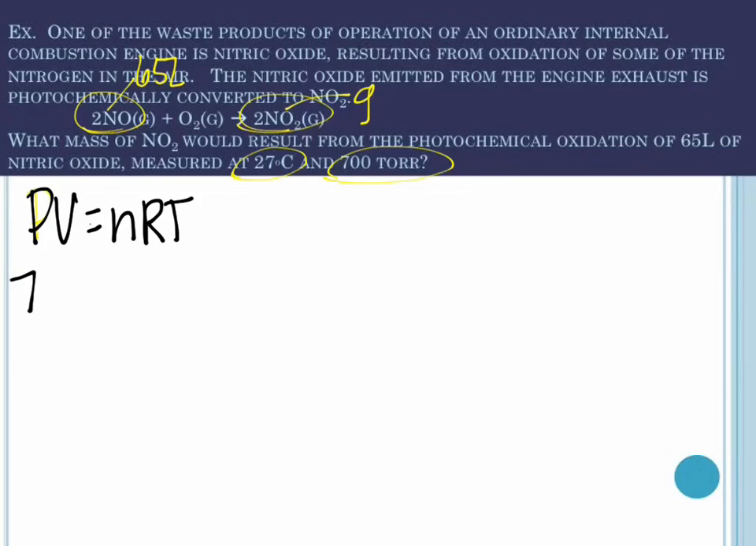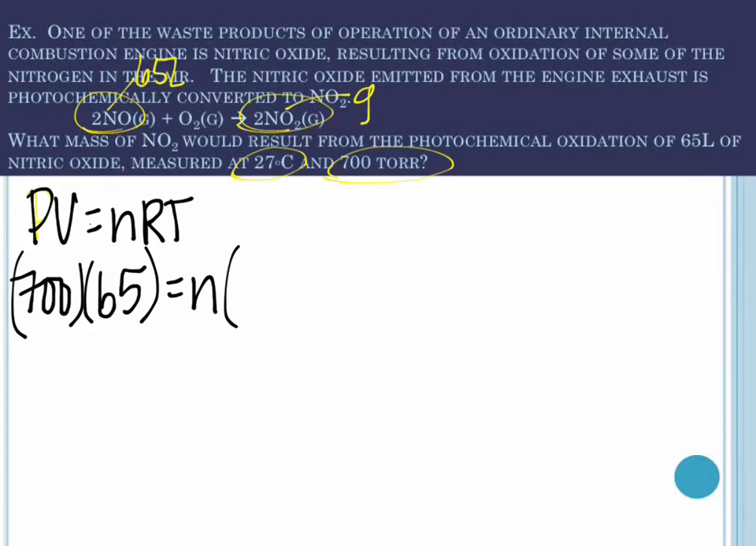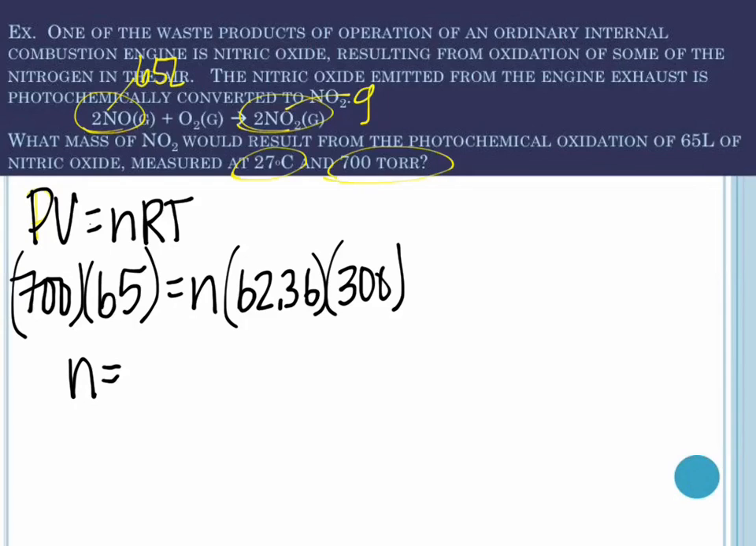The pressure is 700. The volume is 65. n is what we're looking for. R is 62.36. And T is 300. So how many moles did we start with?